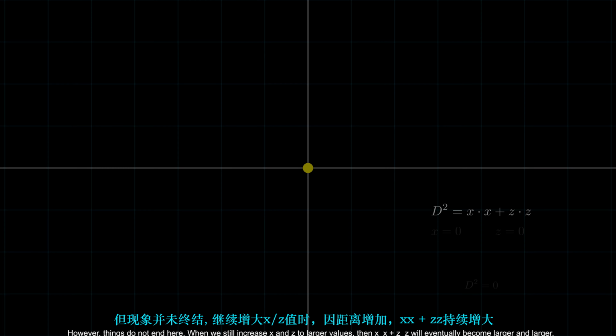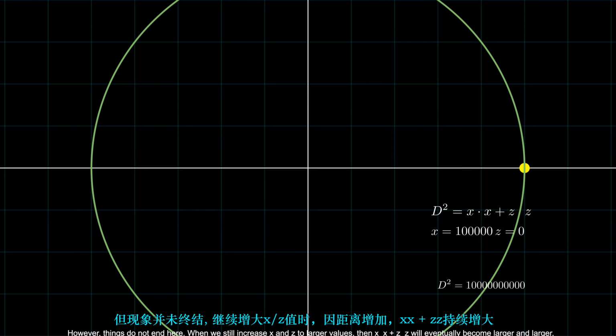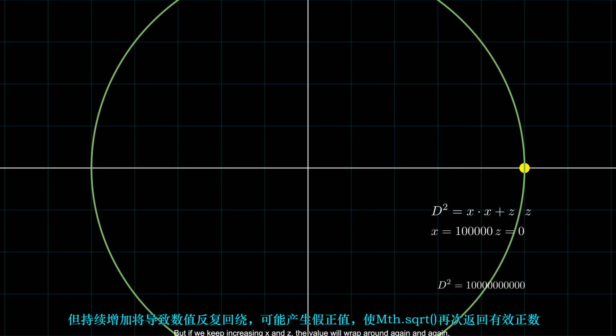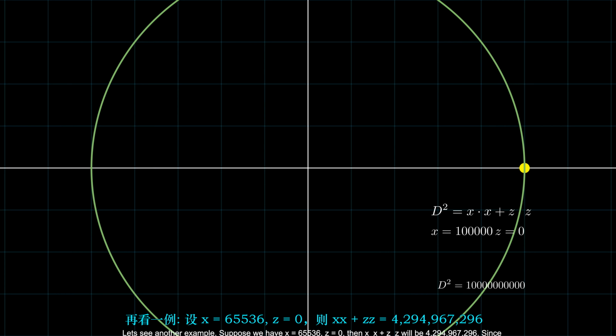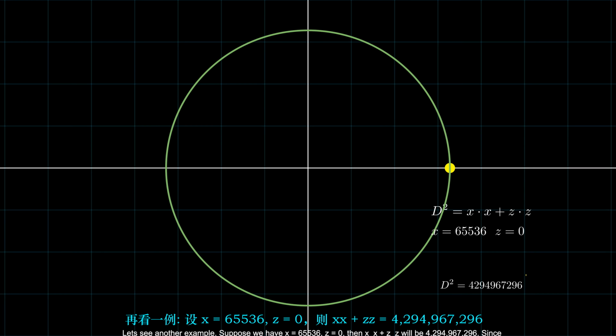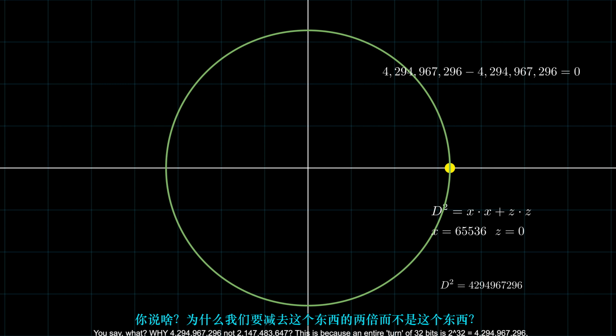However, things do not end here. When we keep increasing x and z to larger values, x times x plus z times z will become larger and larger, and the value will wrap around again and again. This is why blocks appear again at some places far away, which is called the second ring. Suppose we have x equals 65,536, z equals 0. Then x times x plus z times z will be 4,294,967,296.